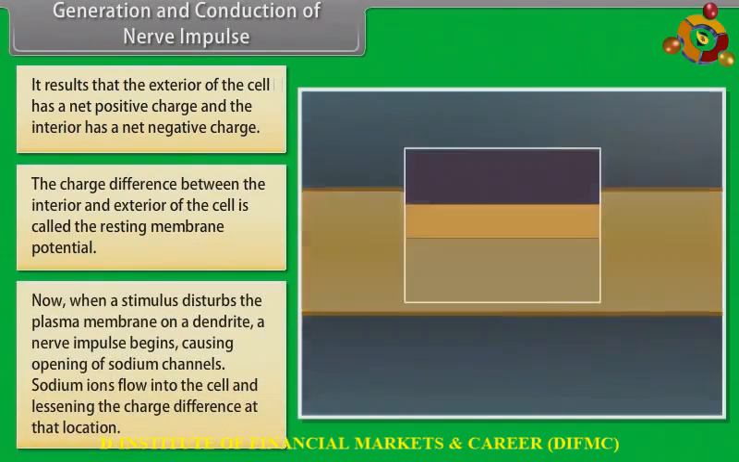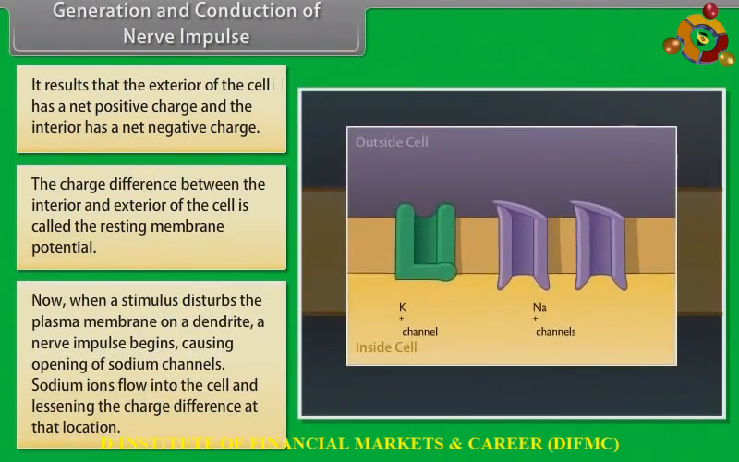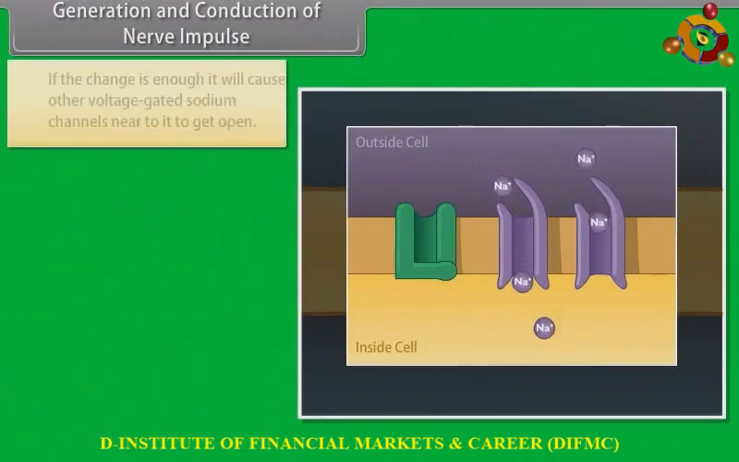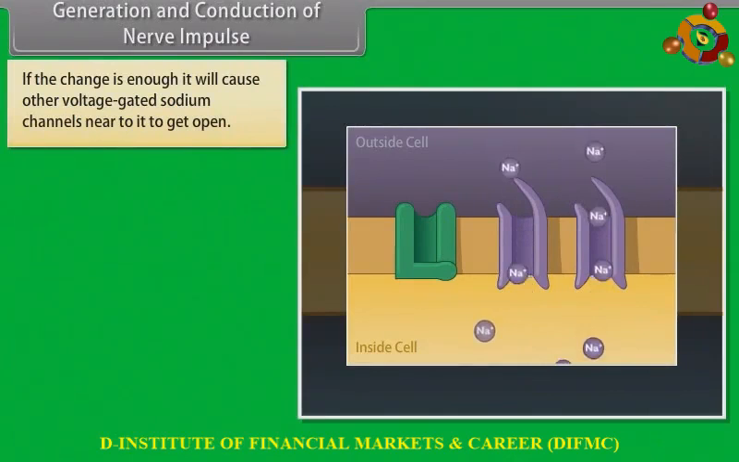Now, when a stimulus disturbs the plasma membrane on a dendrite, a nerve impulse begins, causing opening of sodium channels. Sodium ions flow into the cell and lessen the charge difference at that location. If the charge is enough, it will cause other voltage-gated sodium channels near it to open.